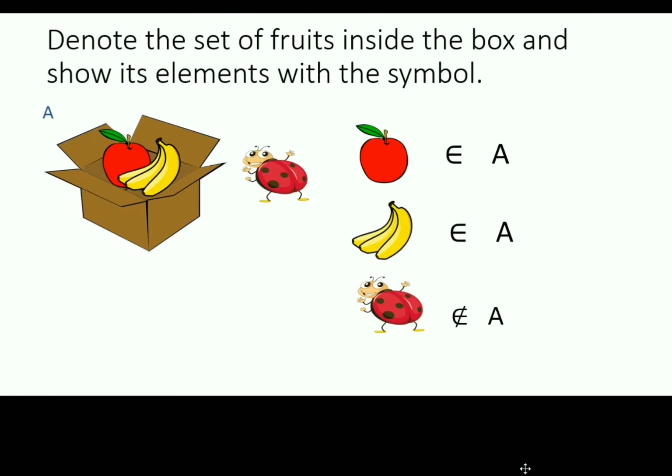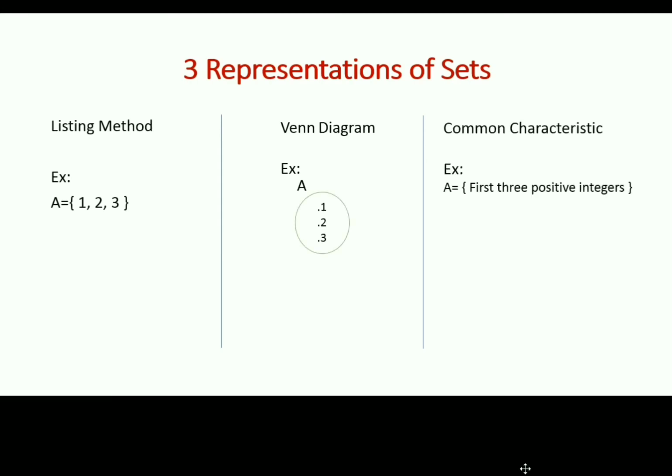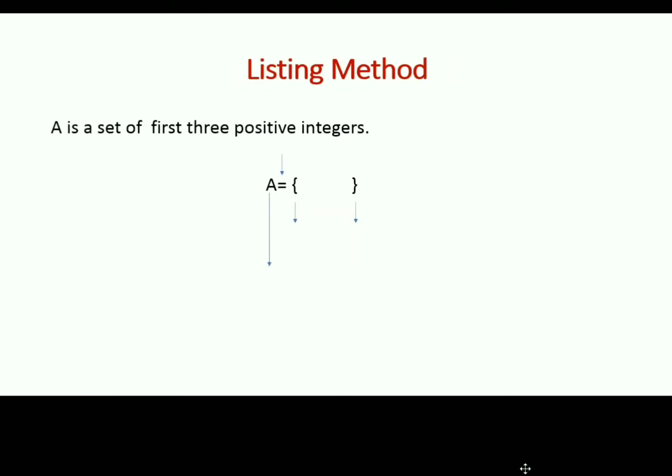Okay, if there is a point that you cannot understand so far, please go back and watch it again. Let's move to the representations of sets. Sets are represented by three methods. These are the listing method, Venn diagram, and according to the common characteristics. You can see these methods in general here. Let's learn these methods one by one.